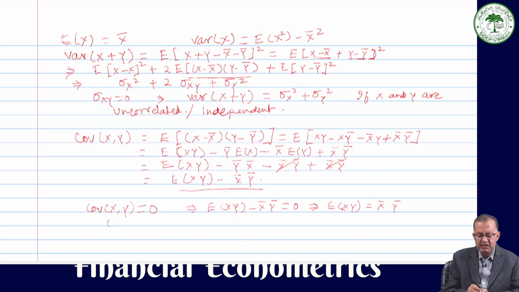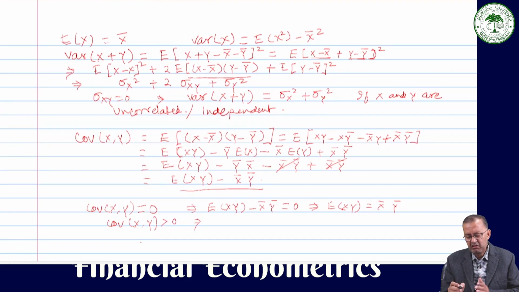If the covariance between x and y is positive, greater than 0, then in this situation, if the return on x is greater than the mean value of x, the return on y will be greater than the mean value of y. This is called positive correlation, or positive covariance.